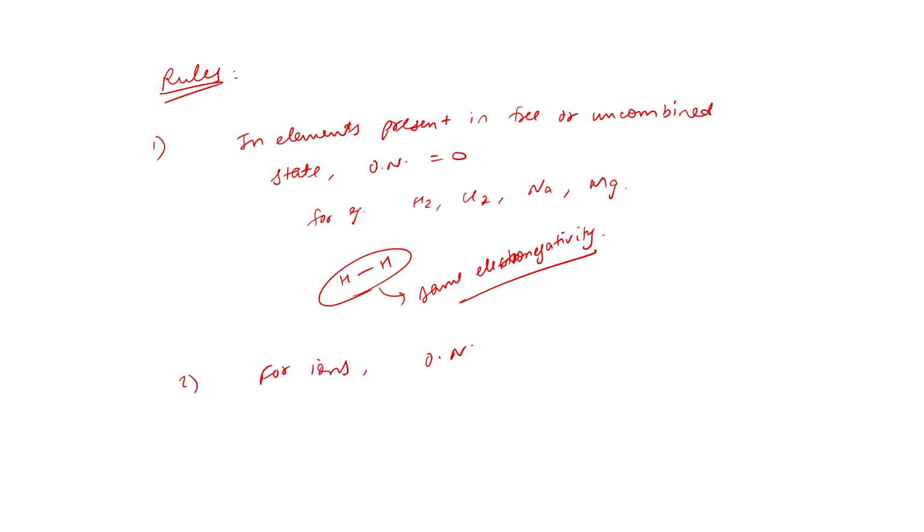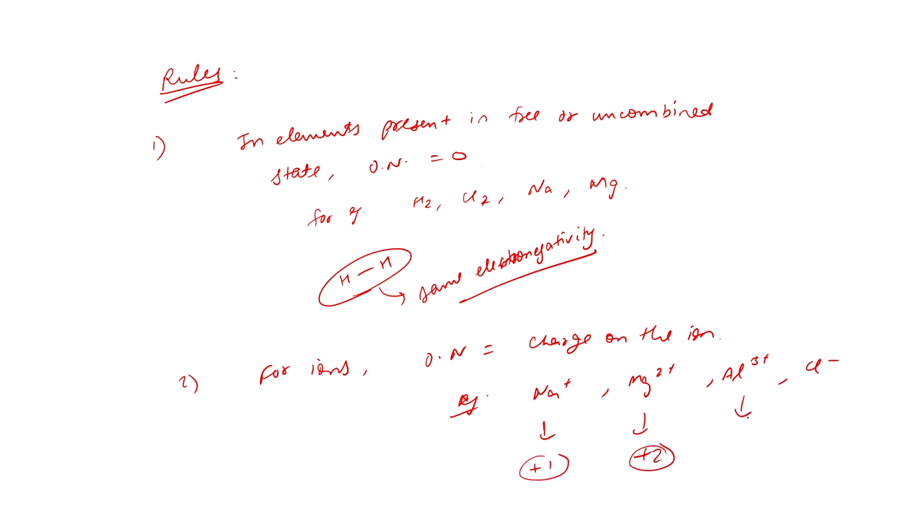The second rule we have discussed is for ions. For ions, the oxidation number is equal to the charge on the ion. For example, Na+, Mg2+, Al3+, Cl-: the oxidation number is +1, +2, for aluminium 3+ the charge is +3 so the oxidation number is +3, and for chloride the oxidation number is -1, as the charge is -1. So, these two rules we have discussed till now: for elements in free or uncombined state, oxidation number is 0, and for ions, the oxidation number is the same as the charge on the ion.